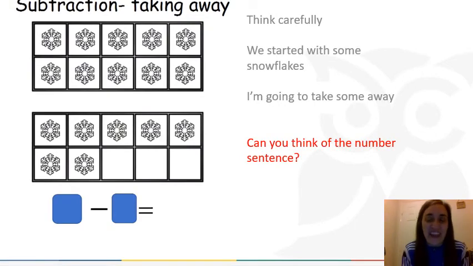This time you're going to think really carefully and see if you can work out what the number sentence is. Okay, I started with some snowflakes. I started with the amount that's on the screen now. Maybe you'd like to put that amount onto your 10 frames now and pause the video while you do. I'm now going to take some away by crossing them out. When I do, you can also take them off your 10 frame. Do it with me.